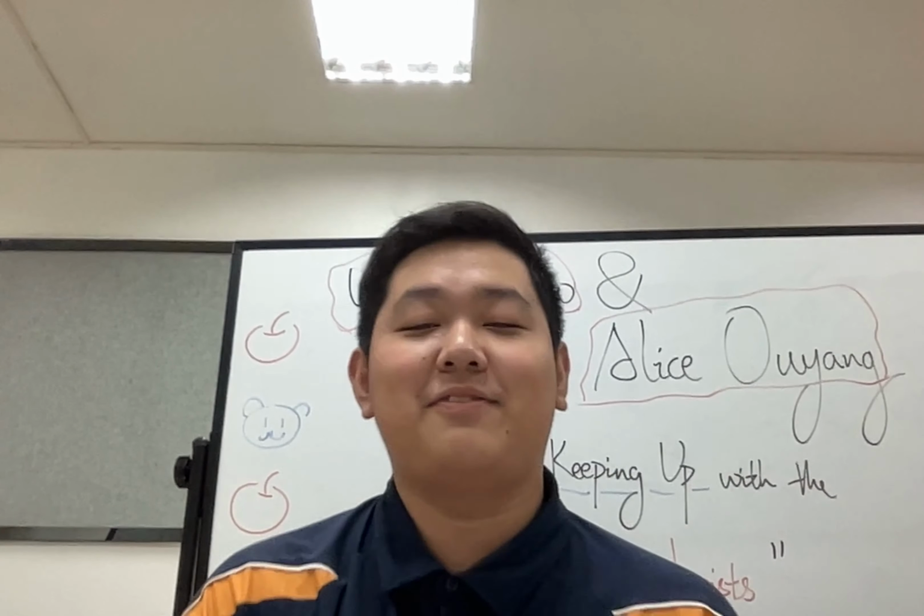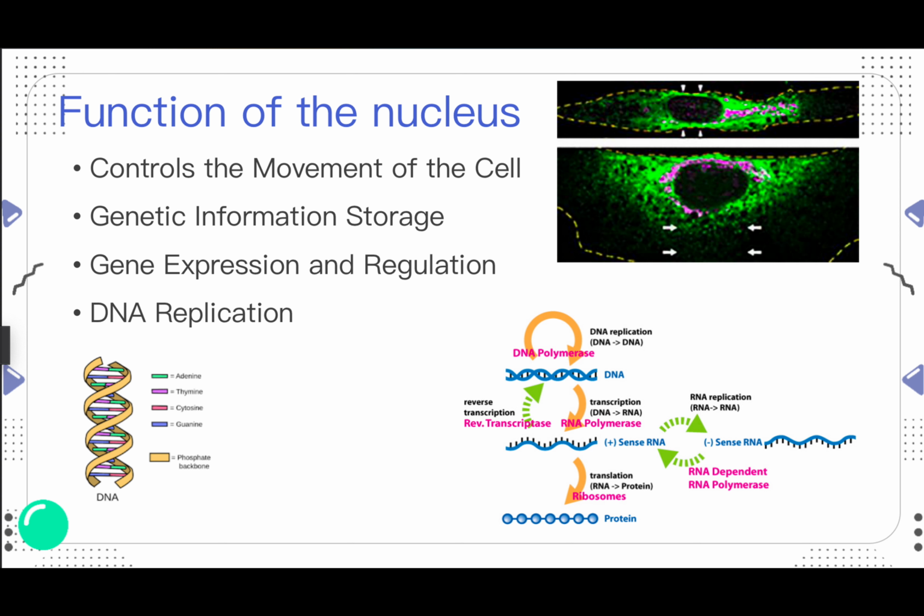Okay, so now we're moving on to the functions of the nucleus. First, the most important function of the nucleus is genetic information storage. The nucleus houses the cell's genetic material in the form of chromosomes. It contains DNA, which is short for deoxyribonucleic acid, which carries the instructions for the cell's development, growth, and functioning. The DNA is organized into structures called chromosomes, which consist of genes that encode specific traits and characteristics.